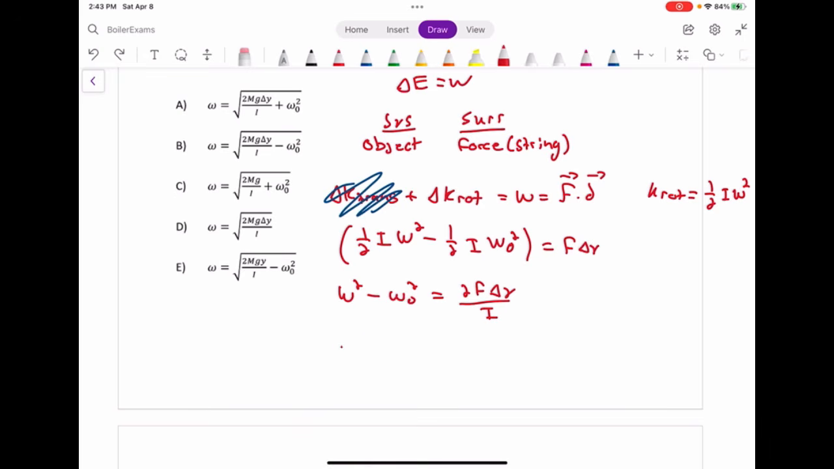And you can just add over the other one. Omega squared equals 2F delta y over I plus omega naught squared. Square root everything. Boom. If we look at our answers, they look a little bit different. We have F in our answer, and they have mg.